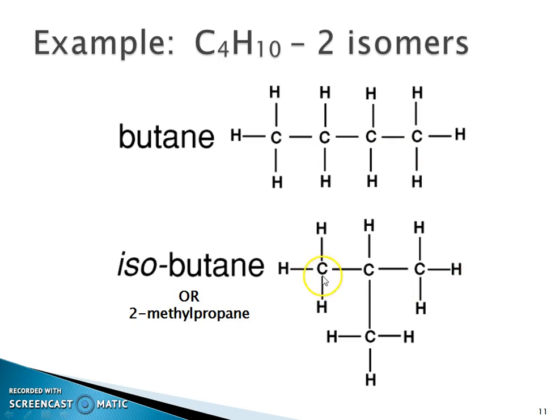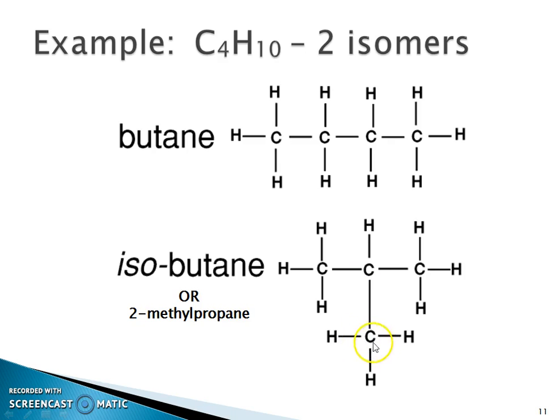Whereas this, ladies and gentlemen, we have three carbons as our longest chain, and then we have what's called an attachment. So I like to call this 2-methylpropane. Why? Because if I count the carbons, 1, 2, this attachment is attached to my second carbon in my longest chain, and it's a methyl group.